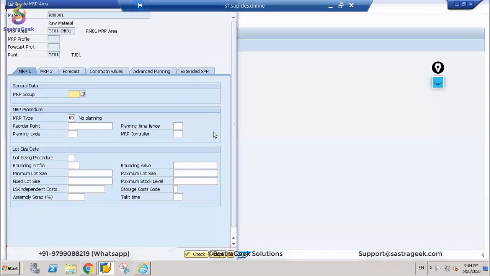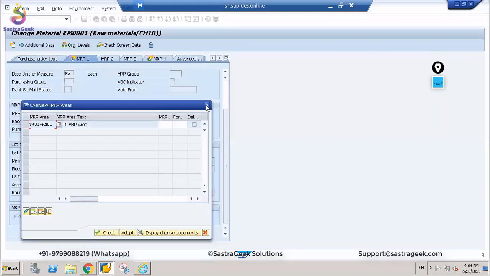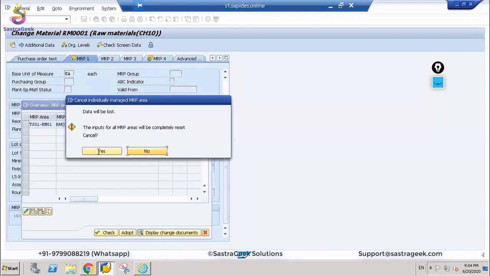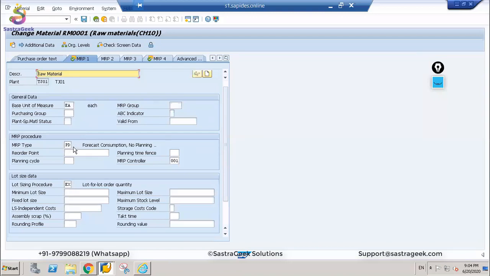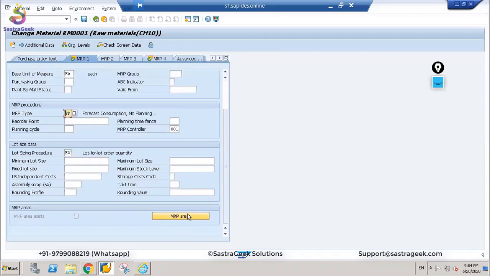I'll go back, adopt, done, save, just a minute. Okay. Now let's say this material has a planning, correct? But if my stock is at that location, RM01, RM00 location, that will not be planned because there I have put ND, right? So I may have this material extended to, let's say, 5 storage locations, but I have created only one MRP area and that has been assigned here saying ND. That means that material will not be planned with that storage location. For other storage location stock, it will get planned.